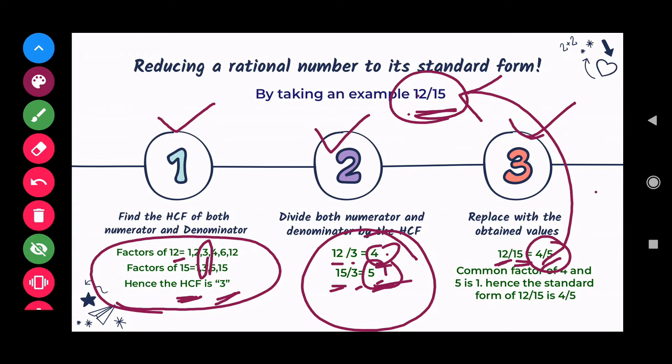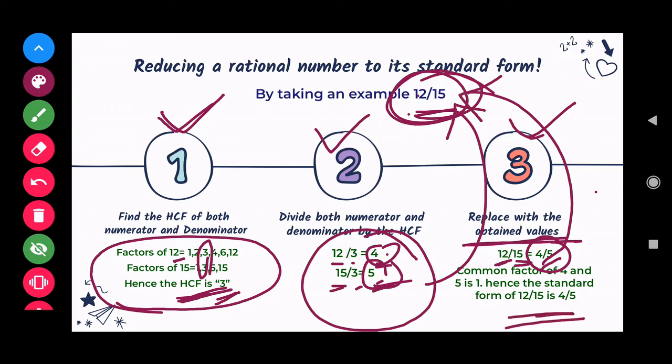In the same way, we can reduce any rational number to its standard form. The first step is to find the factors of both the numerator and denominator and find the HCF. The second step is to divide both the numerator and the denominator by the HCF. And the third step is to replace the given fraction with the obtained values. Hence we end up getting the reduced form of a rational number.